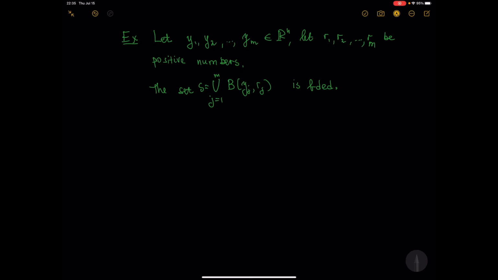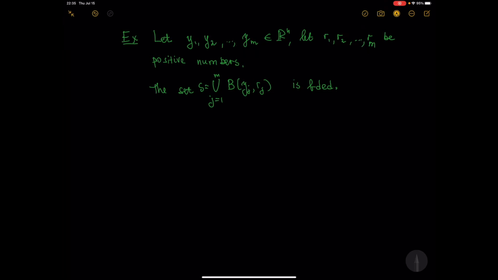So this example is about the union of M balls in Rn. We have M points in Rn and we also have M positive numbers. If we take y1, that can be the center of the first ball, and r1 is the radius of the first ball. Then we can take y2 to be the center of the second ball, r2 is the radius of the second ball, and so on. And we can finish at ym and rm. So we get the idea.